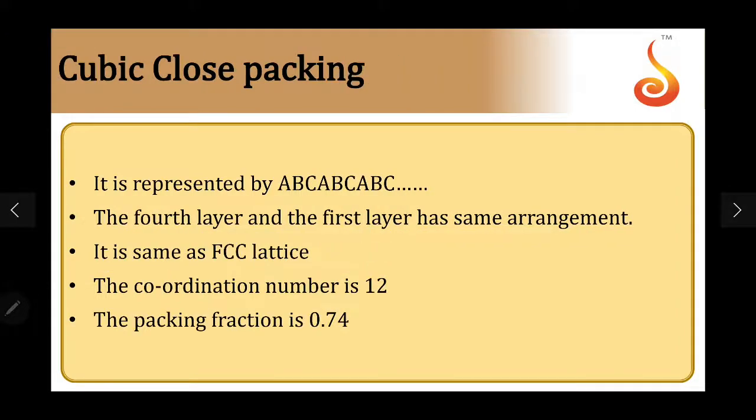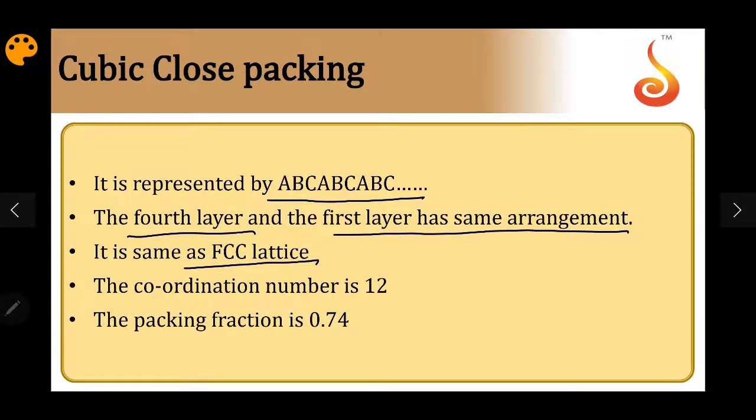In the same way we have one more, cubic close packing. It is nothing but FCC. It is represented by ABC, ABC, ABC. That means 3 layers are different. The 4th layer and the first layer will have the same arrangement. It is the same as the FCC lattice. FCC lattice means the coordination number is 12, and the packing fraction is also going to be 0.74 or 74%.